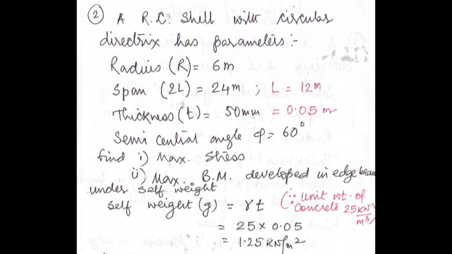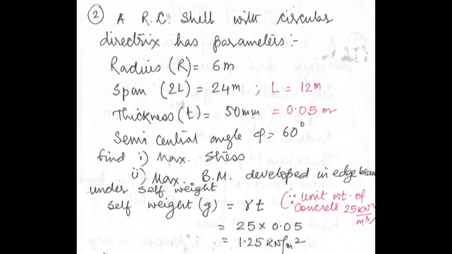Let us have a look at the question. An RC shell with circular directrix has the following parameters: radius r equal to 6 meter, span 2L equal to 24 meter, thickness T equal to 50 millimeter, semicentral angle phi equal to 60 degree. Find number 1, the maximum stress, and number 2, the maximum bending moment developed in the edge beam under self weight.